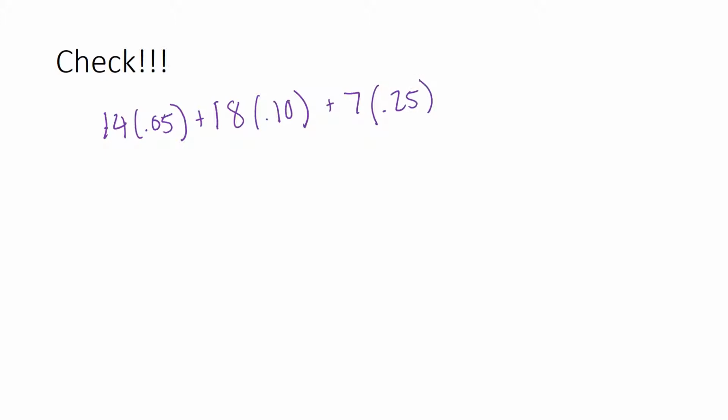Multiplying those out, we get 0.7 plus 1.8 plus 1.75. And when we add those all together, sure enough, we get 4.25. If you want to go through the work of adding those, you're welcome to. I did it before, so I already figured it out. So sure enough, that is what we wanted to get, and we did it.